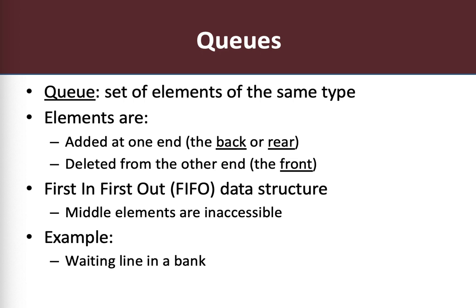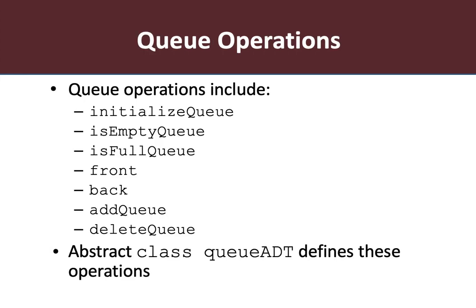The rear of the queue is accessed whenever a new element is added to the queue, and the front of the queue is accessed whenever an element is deleted from the queue. As in the stack, the middle elements of the queue are inaccessible, even if the queue elements are stored in an array. So we can define a queue as a data structure in which the elements are added at one end, called the rear, and deleted from the other end, called the front: a first in, first out, or FIFO, data structure.